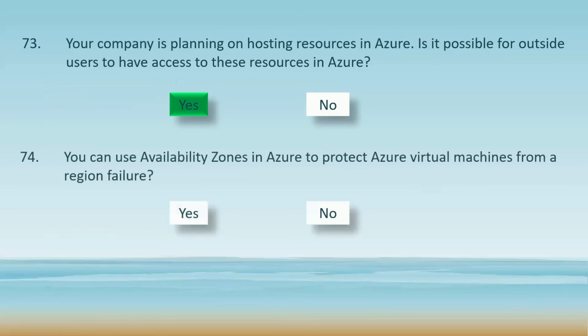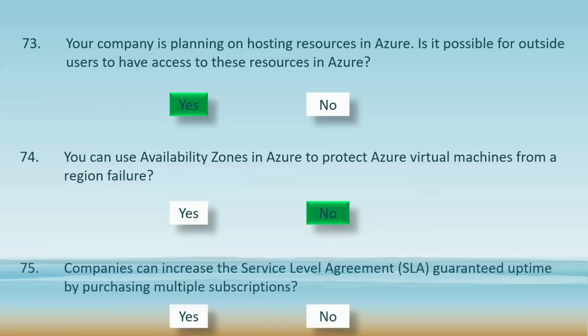Question number 74. You can use availability zones in Azure to protect Azure virtual machines from a region failure. No, this is incorrect, as availability zones are within an Azure region. To protect from region failure, you have a concept called region pairs, where each region has a static pair and resources are failed over to the region pair in case of a regional failure.